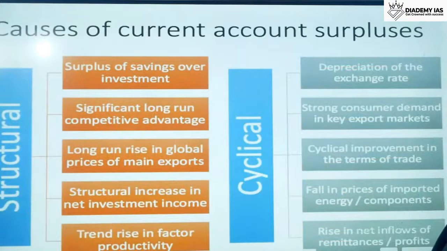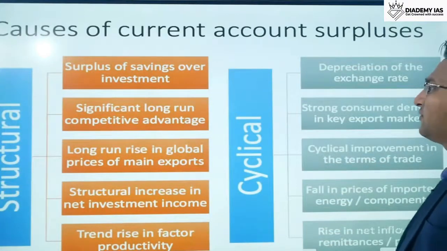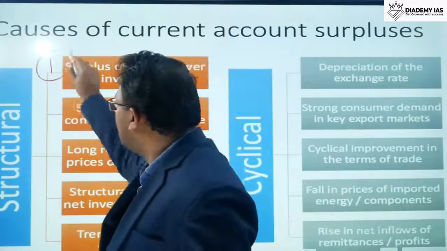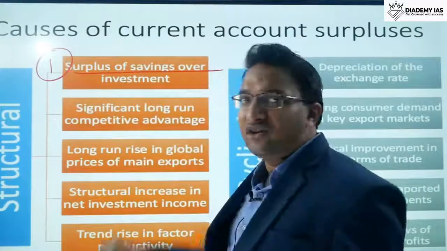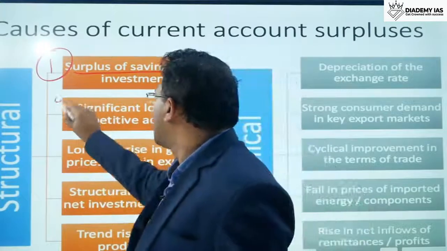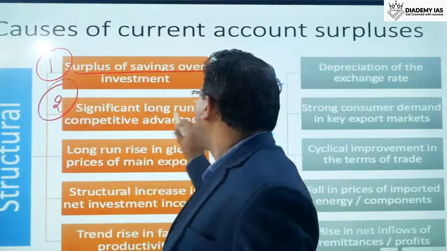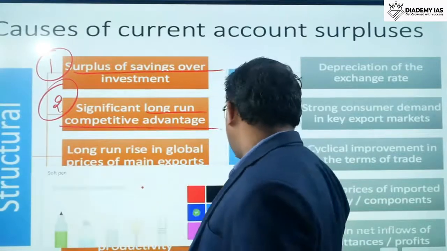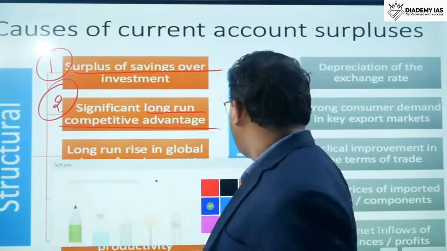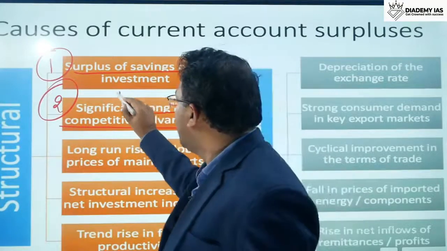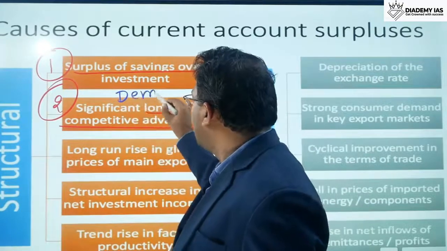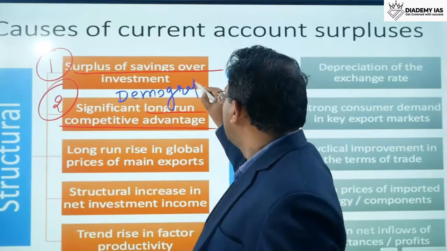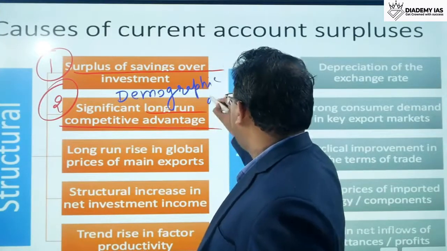Now, what are the causes of current account surplus? This is just the opposite. First of all, there is a surplus of saving and investment. So the savings rate is good, investment is good. Second, significant long run competitive advantage. There is a possibility of long run competitive advantage. For example, if we talk about India, in India we have an advantage in the form of demographic dividend.